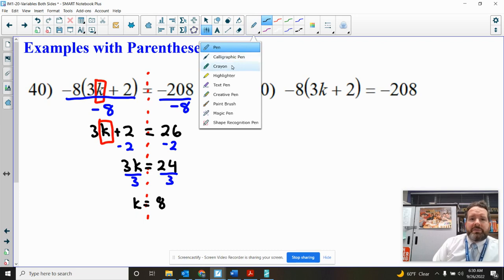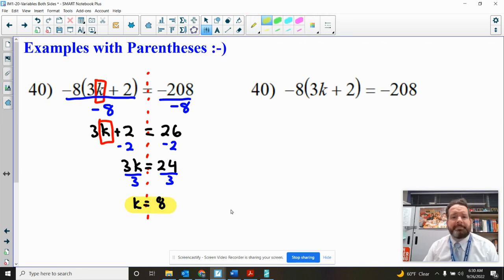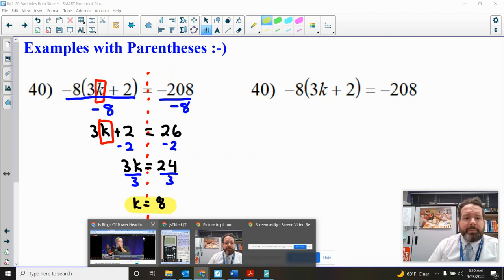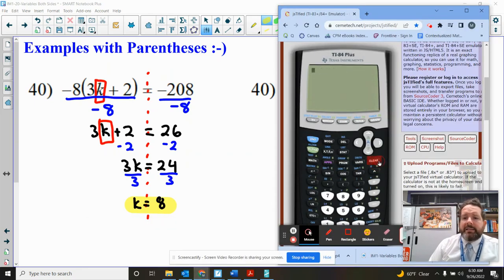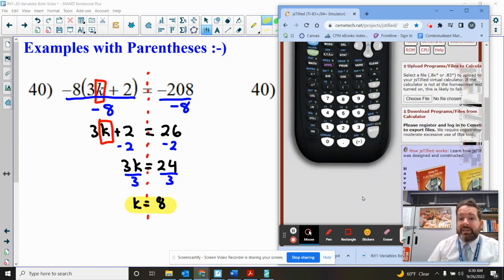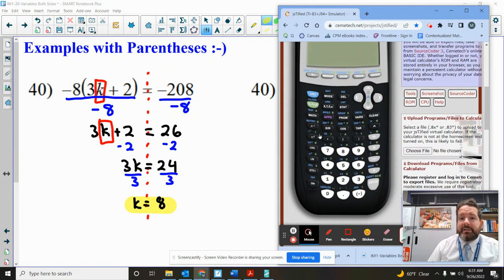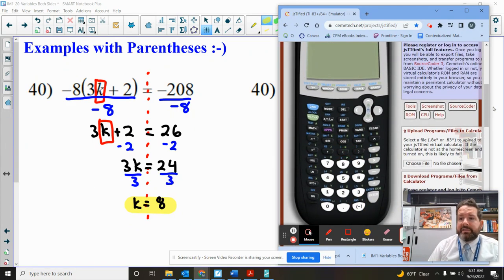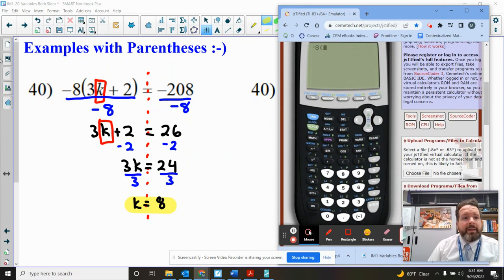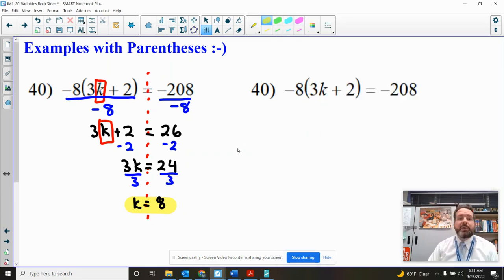We should, of course, check that. So I'm going to pull up my calculator and type in this left side of the equation just like it looks. So at -8, and then parentheses, 3 times k, and I think k is 8, plus 2, and hopefully I'm going to end up with -208. There it is, so we know we did things right.